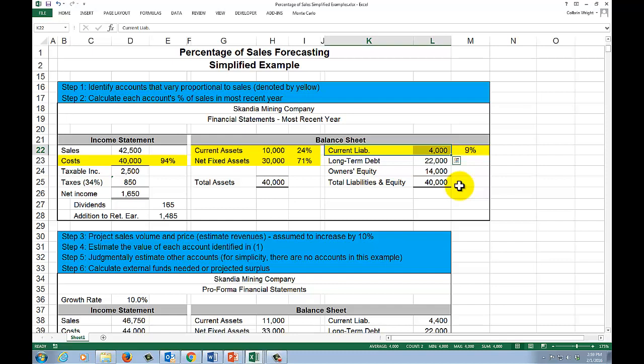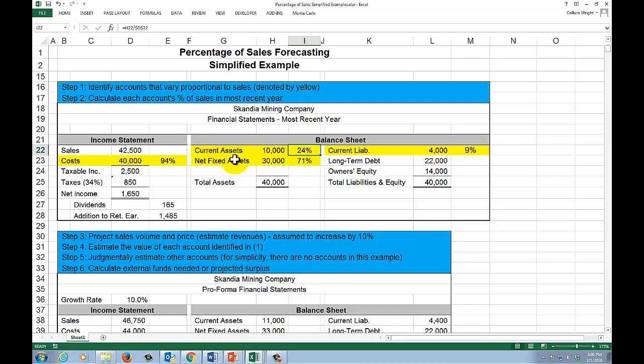Step 2 is calculate each account's percentage of sales in the most recent year. So I have this past year's financial statements. I'm going to take costs, $40,000, and divide it by sales, $42,500, and what we discover is that costs comprised 94% of sales in this past year. I'm going to do the same thing for current assets. $10,000 divided by $42,500, that gives me 24%. So current assets were 24% of sales in this past year.